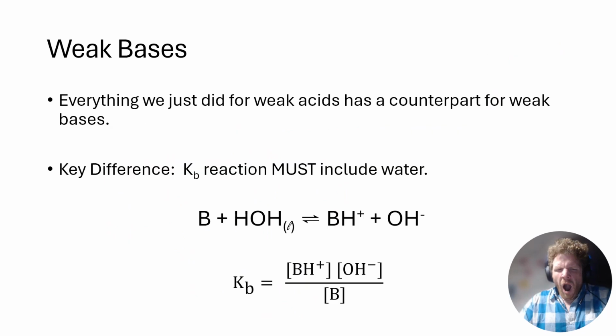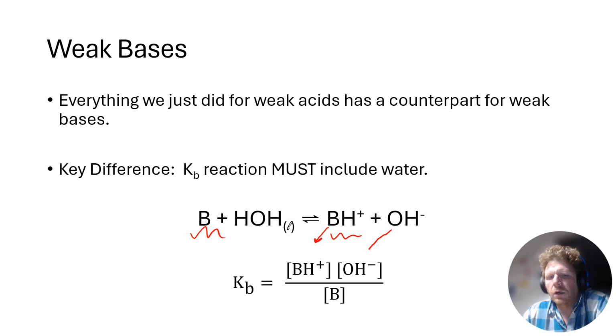Now, weak bases. Everything we just did for weak acids has a counterpart for weak bases. Key difference, a Kb expression or reaction must include water, because water is going to be acting to give up a proton. So it's acting as an acid, and we're going to make hydroxide, because B is acting as our base. So B ends up as BH+. Now, our Kb expression is the concentration of that BH+, our hydroxide ion concentration, and B.